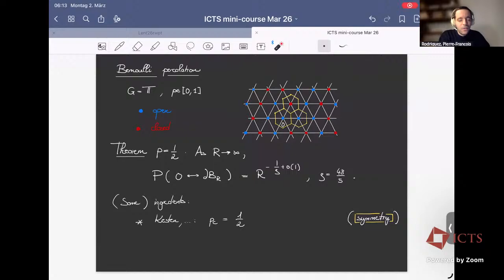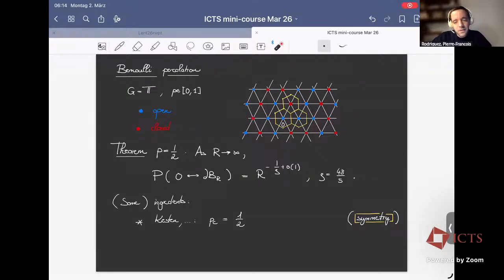where criticality is. Here I chose p equals a half, and it turns out that this is actually the critical parameter. So this is the threshold p across which an infinite connected component of blue sites emerges. This is a theorem by Kesten, and it builds on works of others, so I didn't write all the relevant names here. And this identification of the critical point is actually a symmetry property of the model.